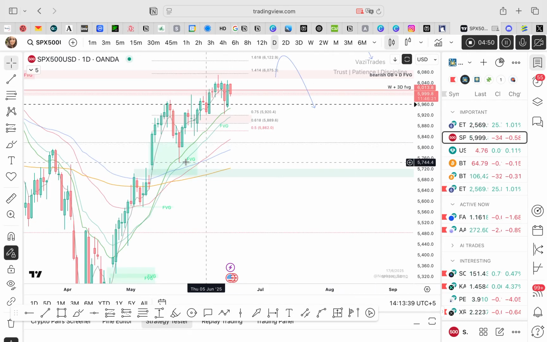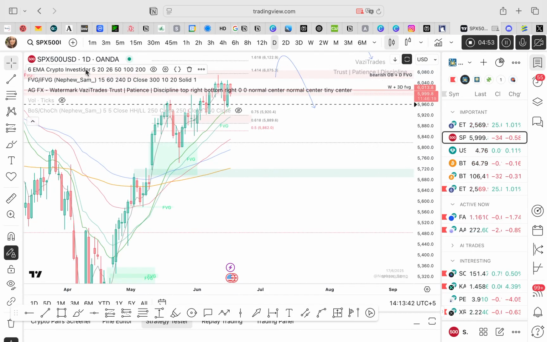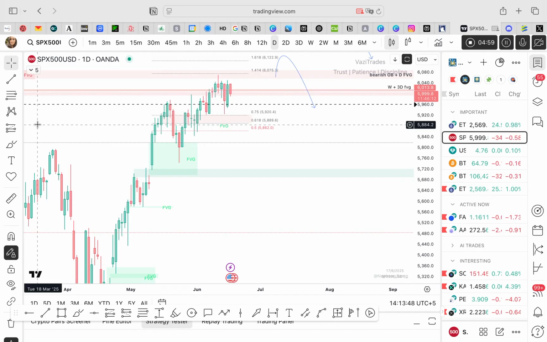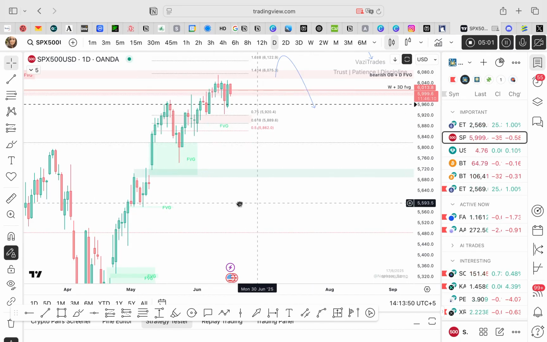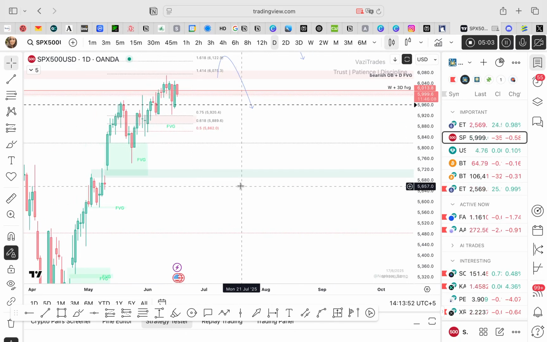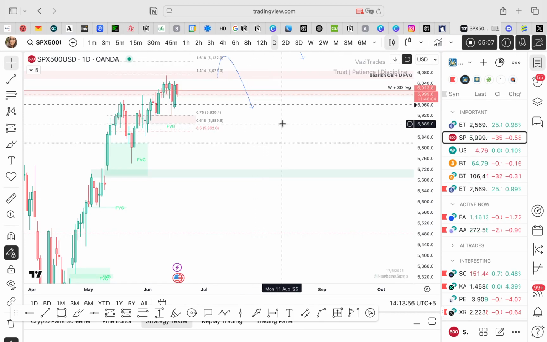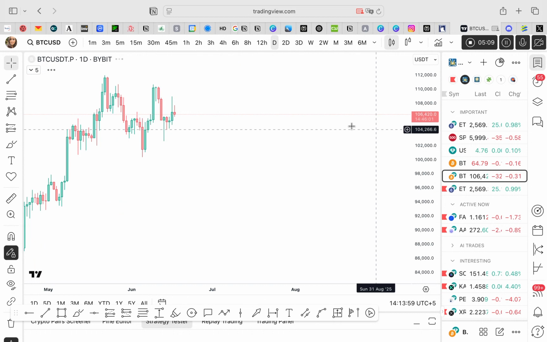On the daily time frame, we also have this gap at around 5,720, and also here this 200 EMA. So on the daily time frame, this area could also be interesting for some scalp longs or intraday long positions. Now let's go to Bitcoin.